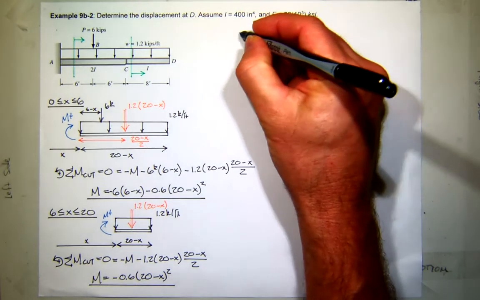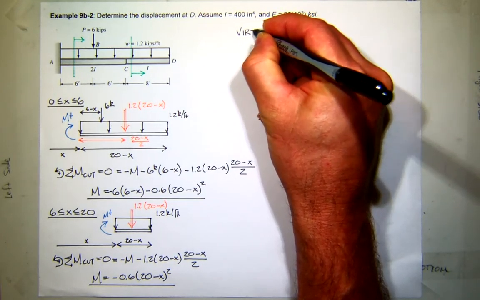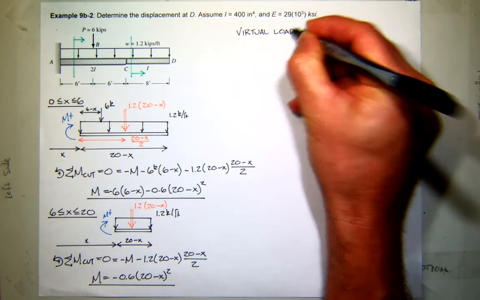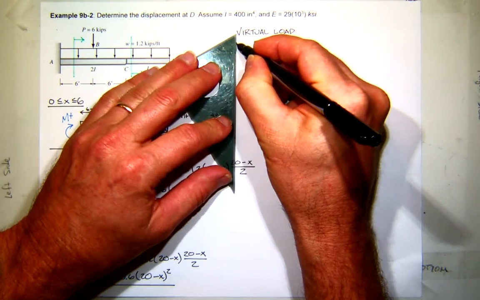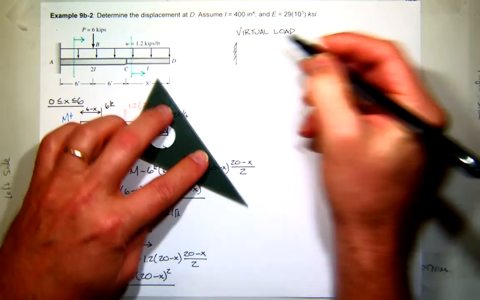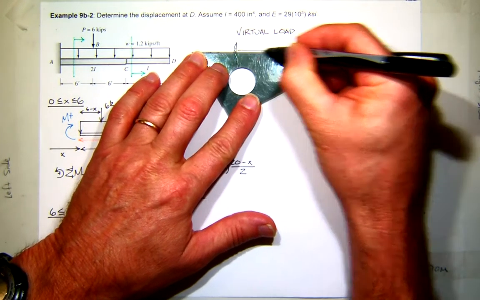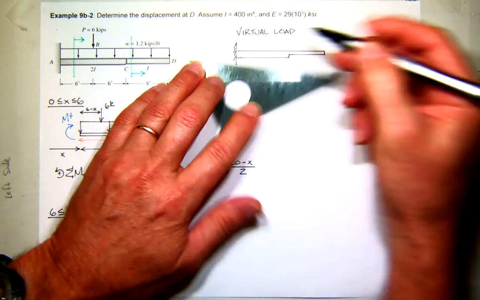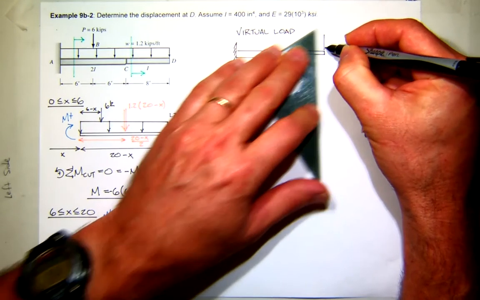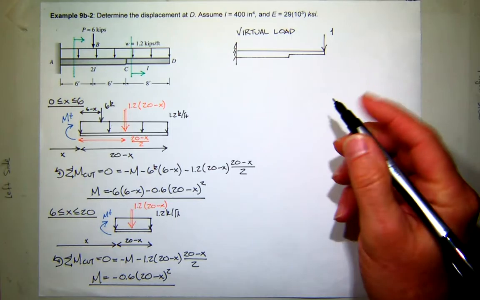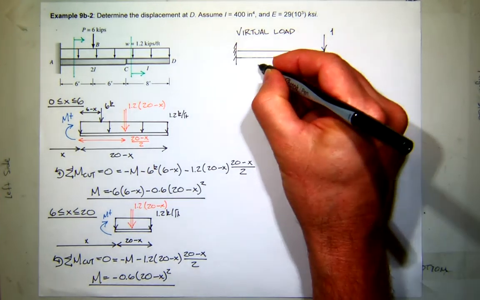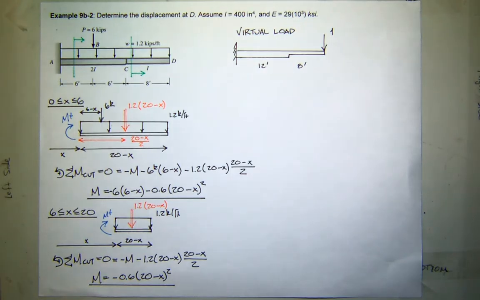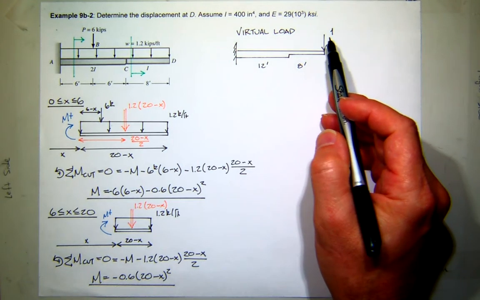So let's see if I can fit that in here. So the virtual load. So we're going to redraw our structure. And now I'm going to put my virtual load here at the end of Unit 1. Now, can I write a moment that's valid for this whole structure?